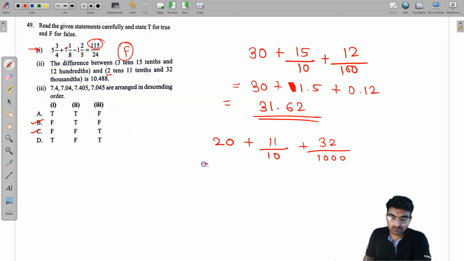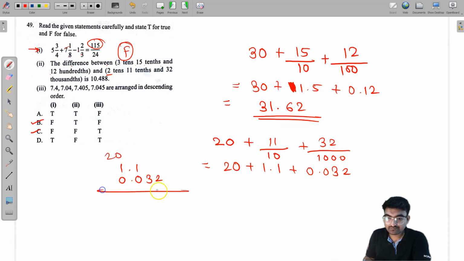And 2 tenths plus 11 tenths plus 32 thousandths. If we add this, what will we get? 1.1 plus 0.032. Now add this 1.1, 0.032 and 20. It will be 21.132. Fine? And 31.62. The difference between this and this.